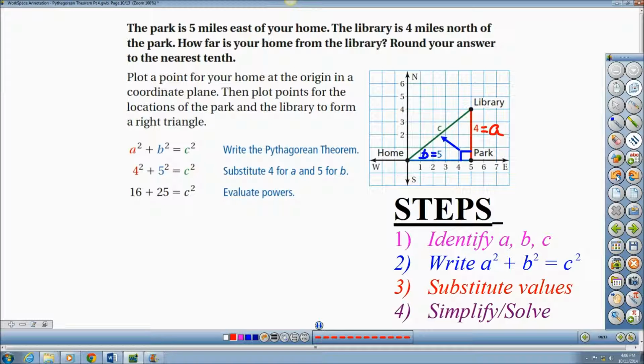So I get 16 plus 25, which is 41. I take the positive square root of each side, and I'm given approximately 6.4 miles is the distance from the library to my home, cutting across country.